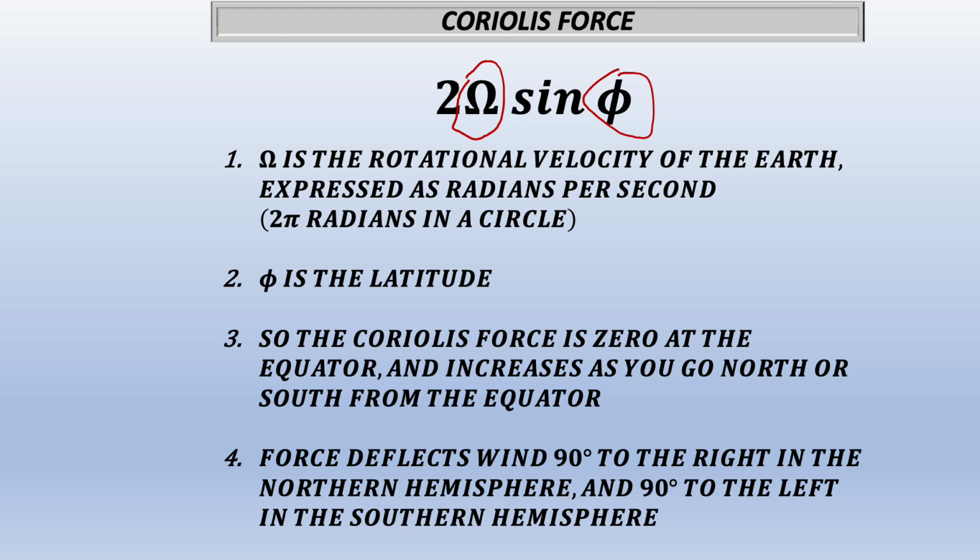So as a result of that, there are actually prevailing westerlies in both hemispheres. Both the north and the south hemisphere have prevailing westerlies because of this force.